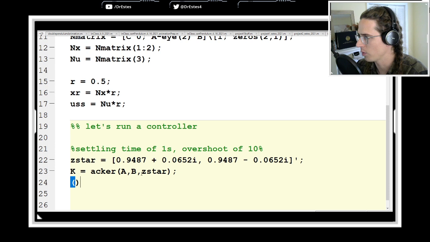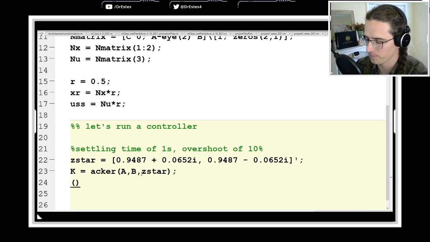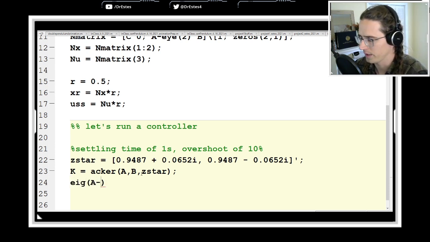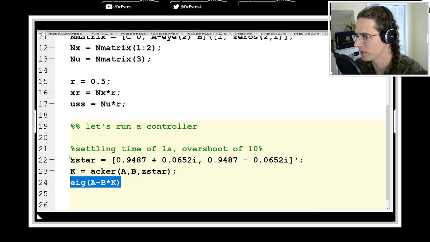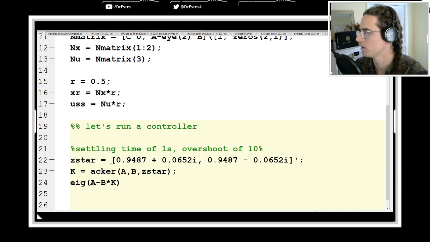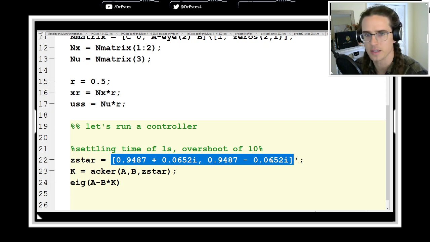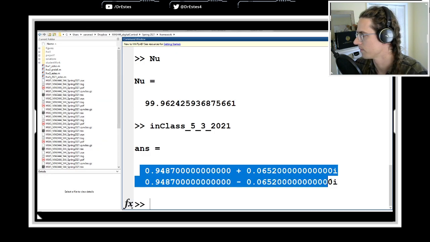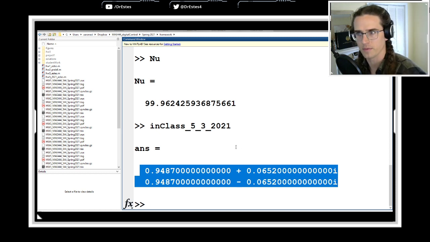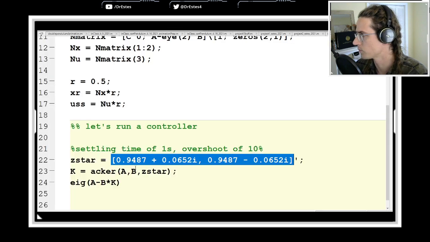And then I always like to check if this feedback gain matrix is doing its job. If you take the eigenvalues of this matrix, they should be equal to Z star. So how about we run this, and we should see these numbers pop up for the eigenvalues. So we see those same eigenvalues. So this K matrix, good, muy bueno.